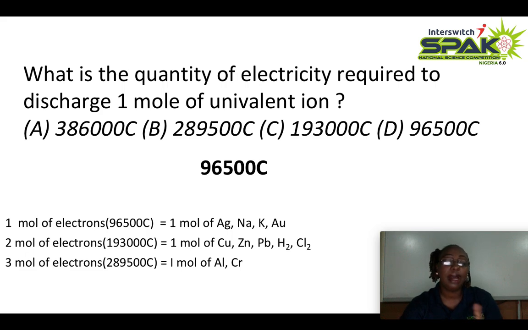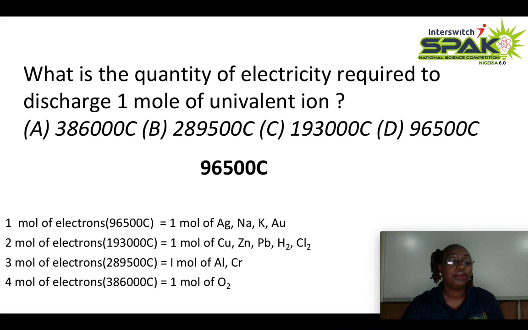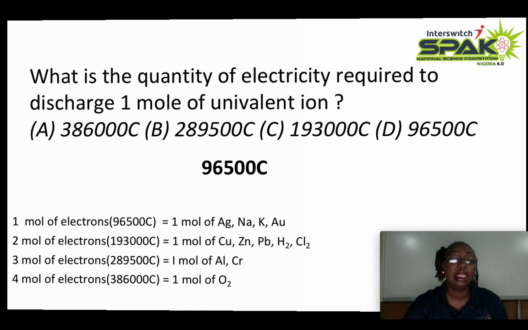which could be copper, zinc, lead, hydrogen, and chlorine. If you are dealing with 3 moles of electron, that's 289,500 coulombs. We are looking at aluminium or chromium. And when you are dealing with oxygen, it's always 386,000 coulombs. So familiarize yourself with it and let it stick, so that anytime you need it, you quickly get it.